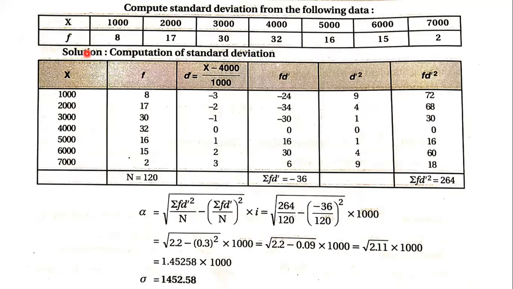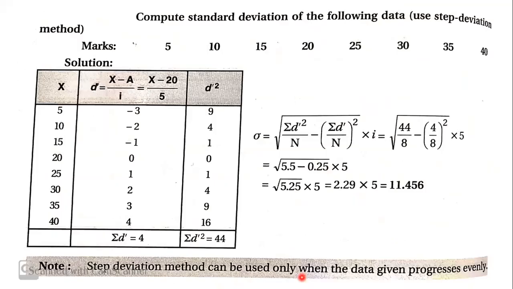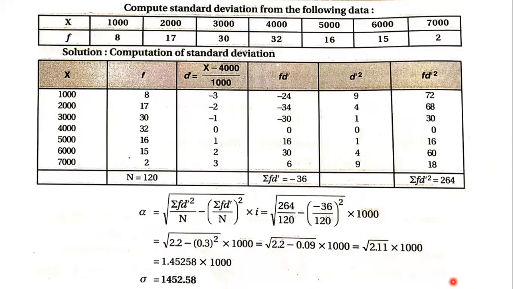One more important thing to note is that the step deviation method can be used only when the data given progresses evenly. So there should be an equal amount of gap between the first and second term, and again between the second and third term. Let's see if there is an equal amount of gap. If you take the values of X, frequency does not matter, only the values of X matter. X is 1000, 2000, 3000, 4000, 5000, 6000 and 7000, so there is a difference of 1000 between every number given here.